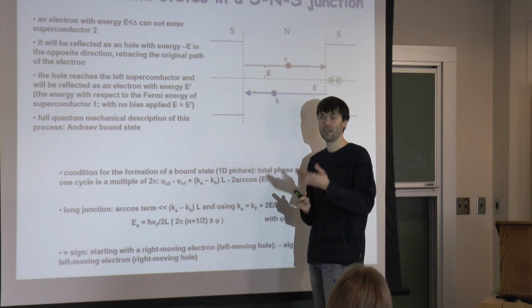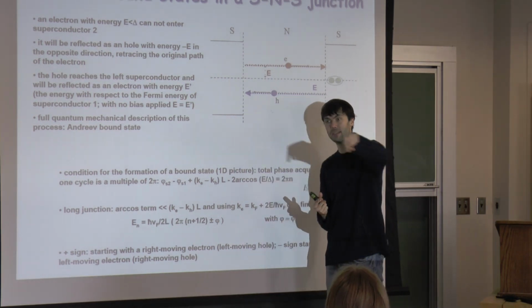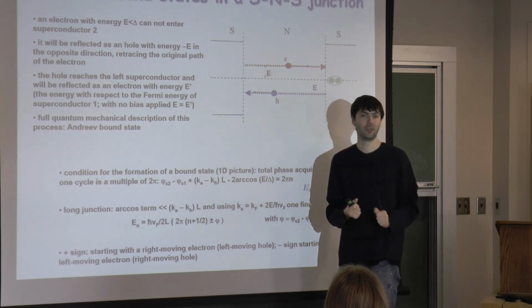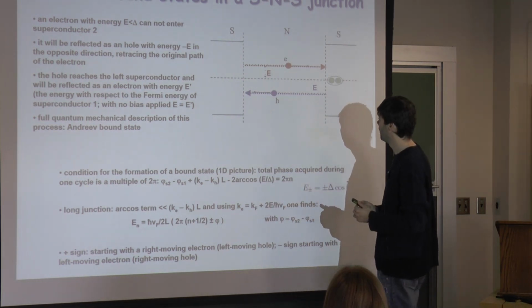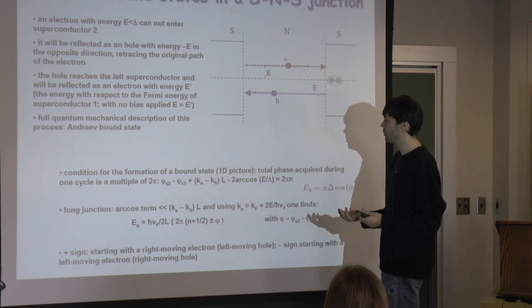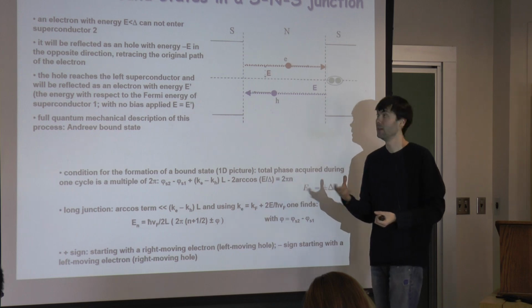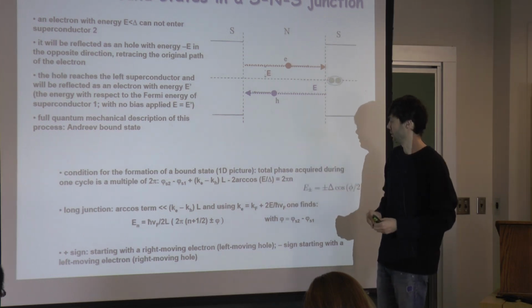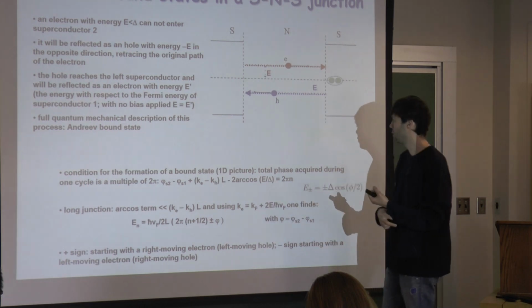So like a Bohr-Sommerfeld model in an atom, right? You have to fit a number of wavelengths inside a trajectory on an orbital. The same way, very simple. Just that simple condition would give you a spectrum of these Andreev bound states for each junction. Here are some extremely simple calculations.